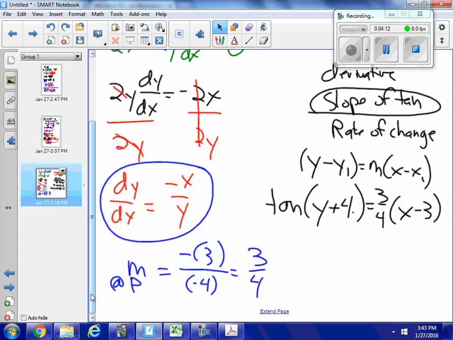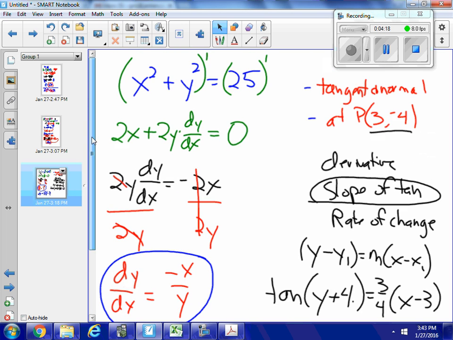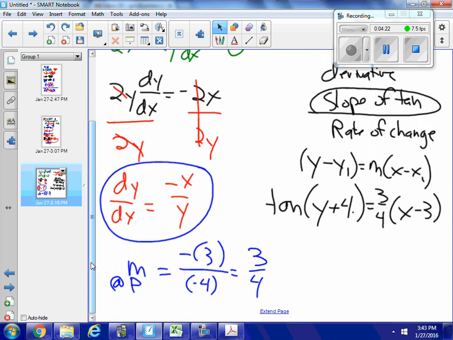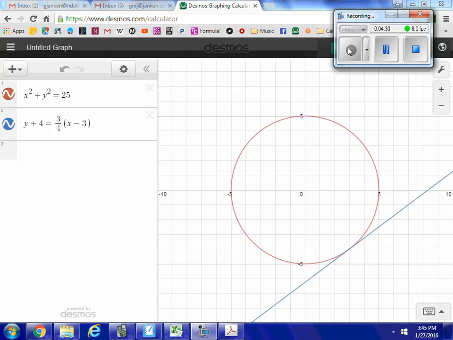So I'm going to use Desmos to graph this, because a TI calculator is designed to graph functions, and a circle, as you know, is not a function. It doesn't pass the vertical line test. But Desmos will graph it, so let me call it up. I put my two equations into Desmos, and I would say it's looking pretty good. Looking like I have the tangent line right there.